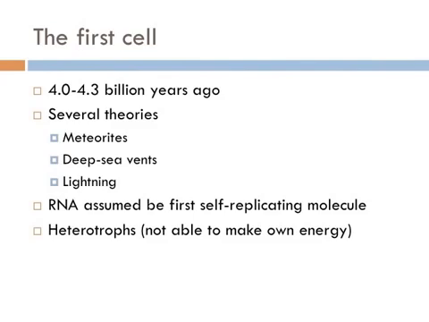Well, it is assumed that RNA was the first self-replicating molecule. This is assumed because RNA is the simplest self-replicating molecule that we know of. It is also assumed that the first cells were heterotrophs. In other words, they couldn't make their own energy. They were reliant on other energy sources. Plants, by contrast, make their own energy and are considered autotrophs. Humans are heterotrophs. We can't produce our own food.